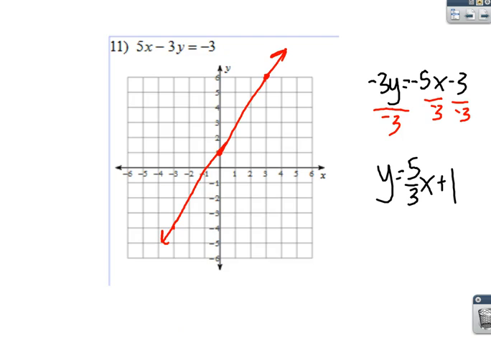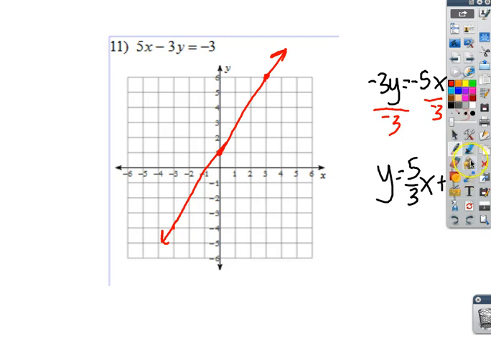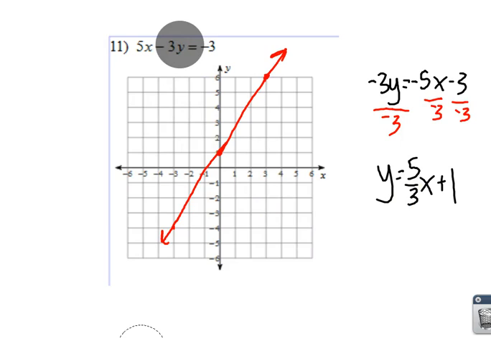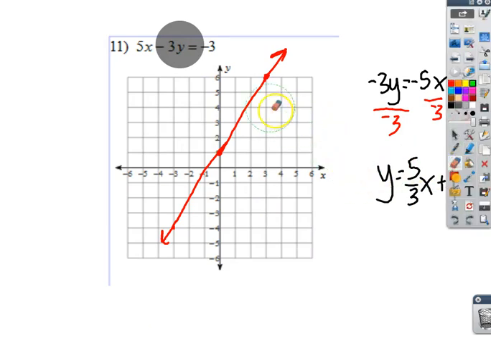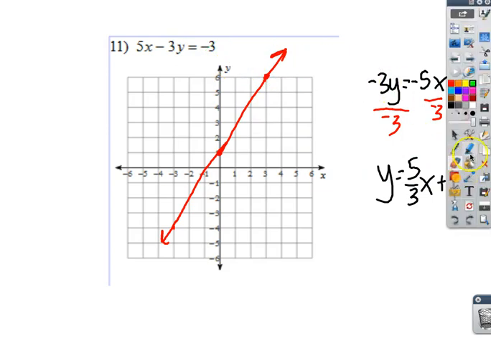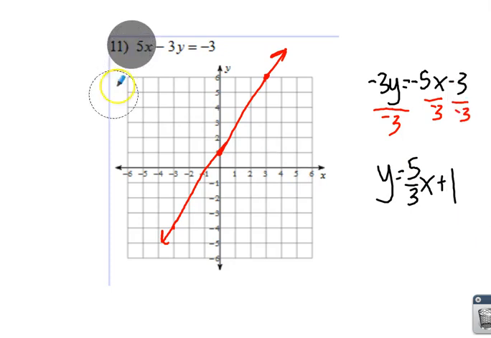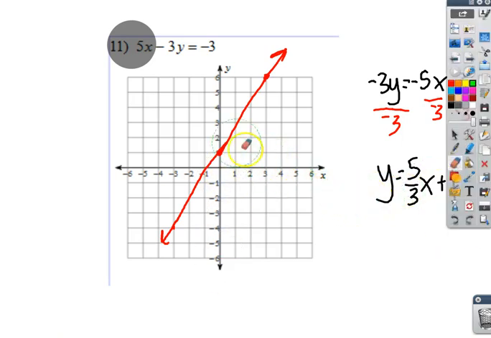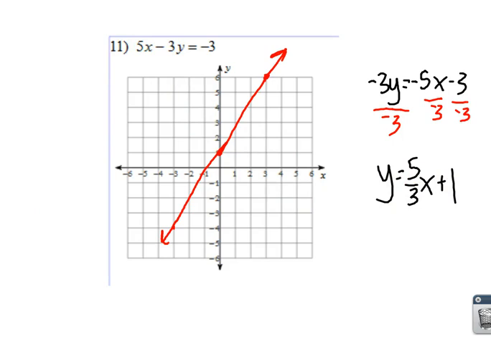Now, if I didn't want to do that, what I would do is I would simply find the x and y intercept of this function. If I'm looking for the x-intercept, for instance, of the problem, I would cover up my y value and solve that equation, 5x equals negative 3, and plot that. Now, if I were looking for the y-intercept of this problem, I would cover up the x and solve the problem negative 3, y equals negative 3, which is giving me the y-intercept of 1, which I already found earlier. So both are acceptable.